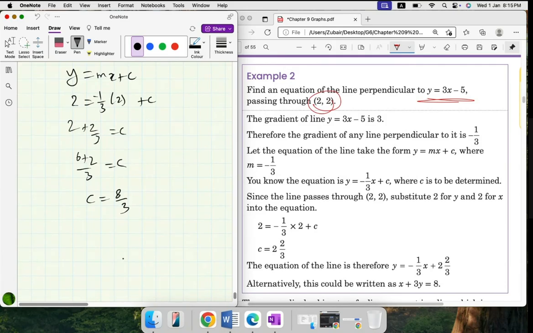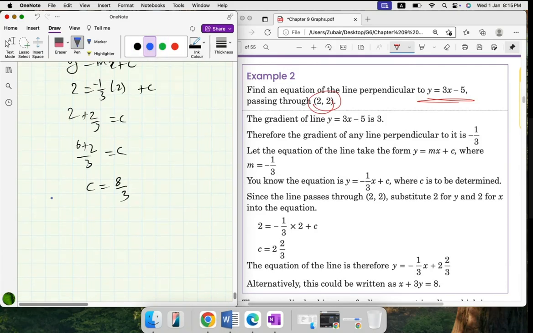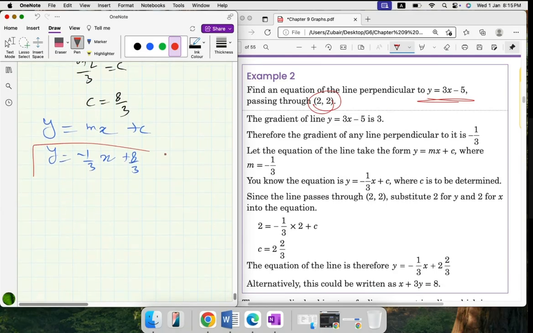So we can rewrite the equation y equals mx plus c and substitute the value of gradient. That was negative 1 by 3 and value of c is 8 by 3. Now it is your choice in which form you will leave the equation. I'm multiplying the whole equation with 3. 3y is equal to minus x plus 8. Any of the forms, you can rearrange them.